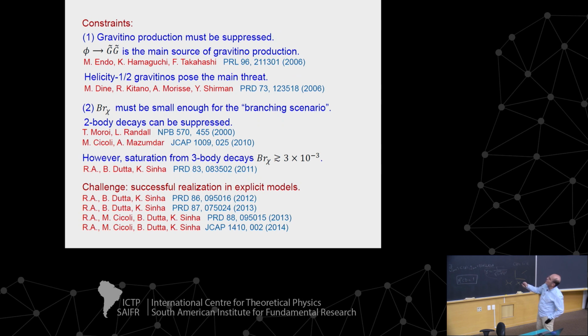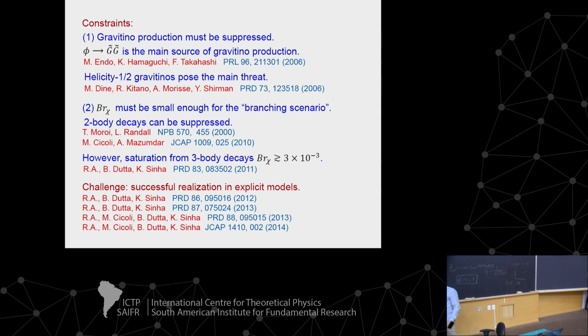Of course, there are some constraints. Let me briefly mention a couple of important constraints. The first one is gravitino production, because in particular, if you have a modulus, then modulus decaying to 2 gravitinos can produce a lot of gravitinos. So that's the so-called moduli-induced gravitino problem, pointed out, I think, first by these authors. In particular, helicity-1/2 gravitinos, because of their Goldstino nature, can be produced abundantly.